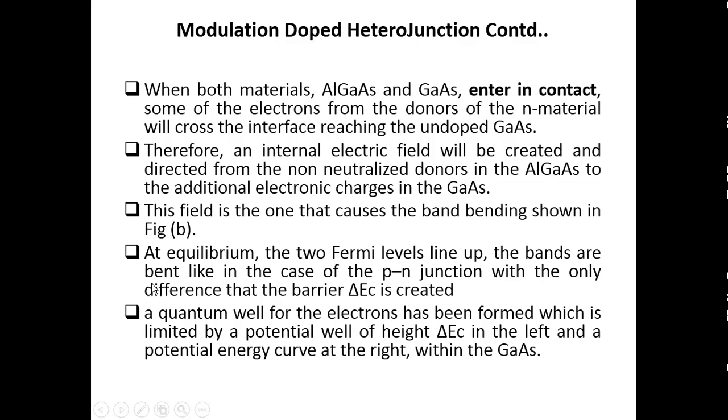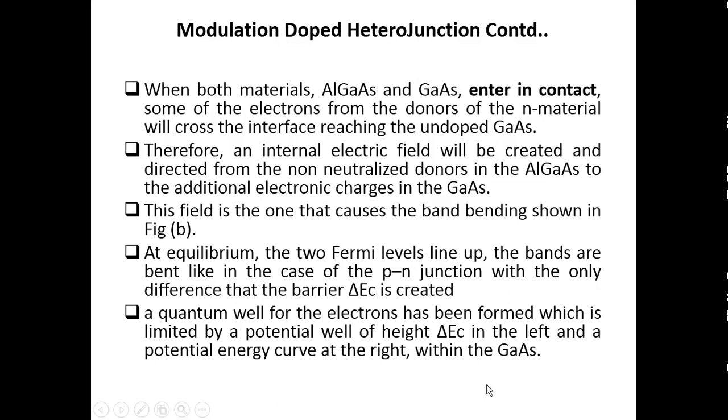The bands are bent like in the case of a p-n junction, with the only difference that the barrier delta EC is created. So here at equilibrium, when the heterojunction is at equilibrium state, the two Fermi levels will line up and the bands are bent like this. It is very similar to a p-n junction, with the only exception that here the barrier in the conduction band, that delta, is created between the two material junction.